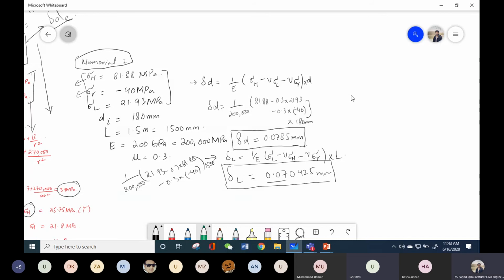That's what I am saying, that we can't calculate A and B in this question because we have been provided with the stresses directly.